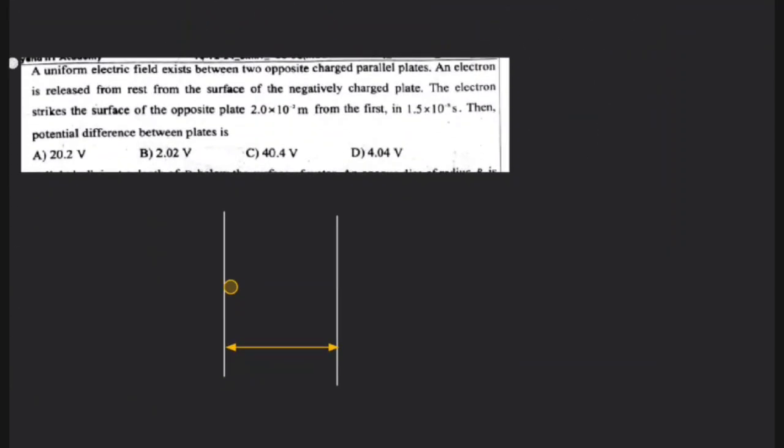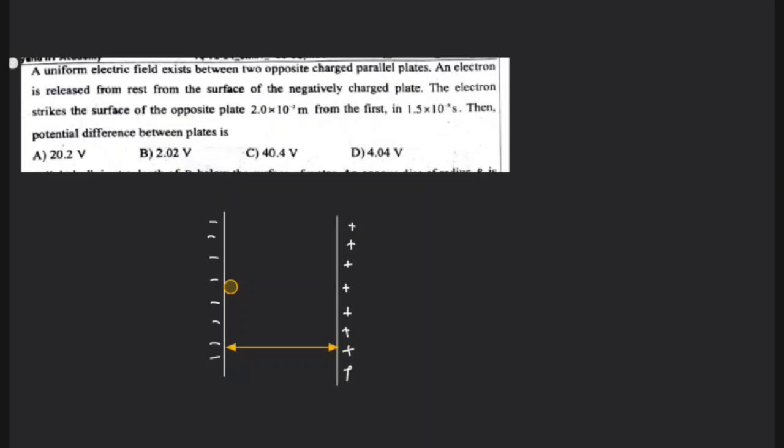So there is one more. A uniform electric field exists between two oppositely charged parallel plates. An electron is released from rest from the surface of the negatively charged plate. The electron strikes the surface of the opposite plate, 2 into 10 power minus 2 meter, from the first in 1.5 into 10 power minus second. Then the potential difference between the plates. So this is the negatively charged plate and this is the positively charged plate, right?